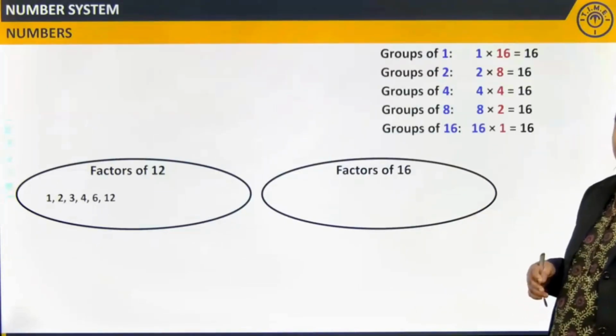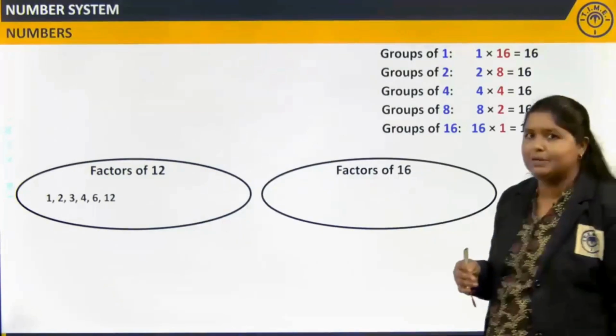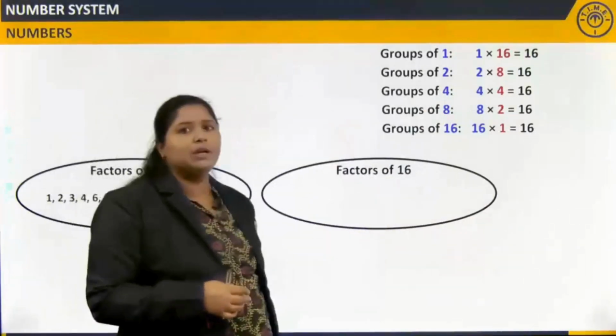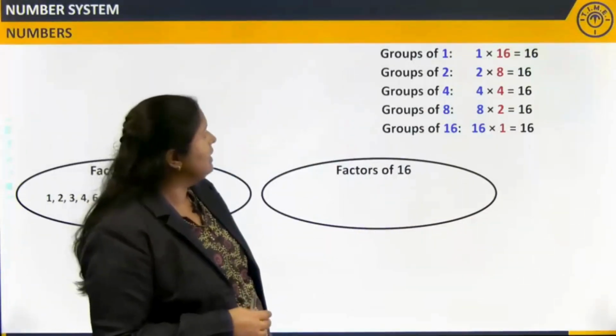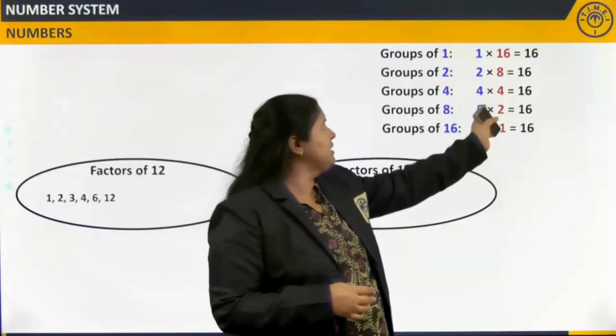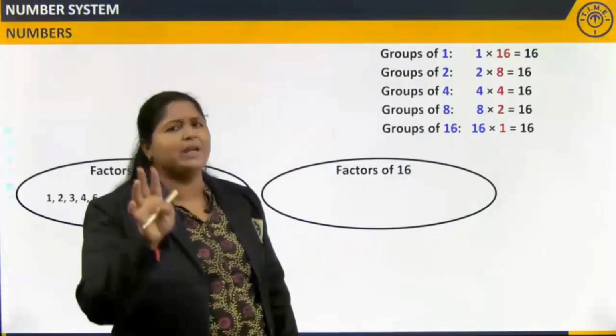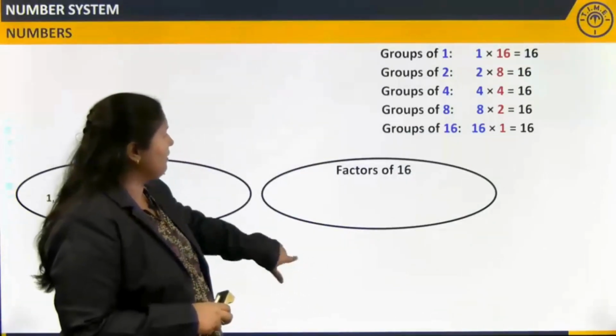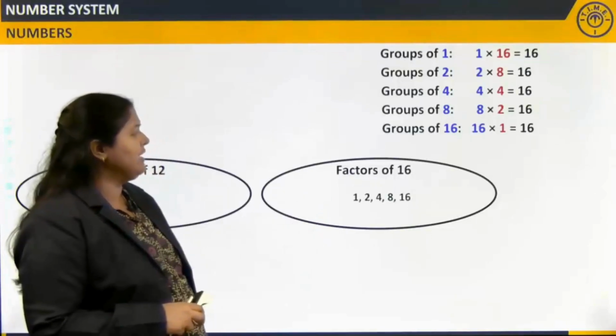How do you find it? Remember, I told you, you should be good at divisibility rules also, and you should find which two numbers multiply to give you 16, right? Here, if you see 1, 2, 4, 8, 16, here also the red ones and the blue ones, the same numbers are repeating, you take just one set. So what are the factors of 16? The factors of 16 are 1, 2, 4, 8, 16.